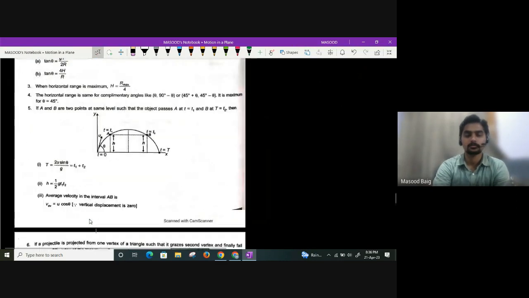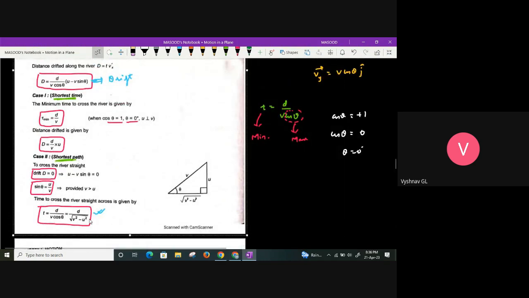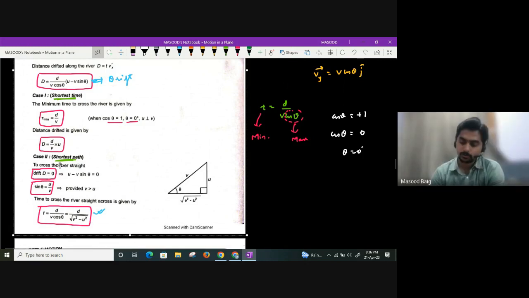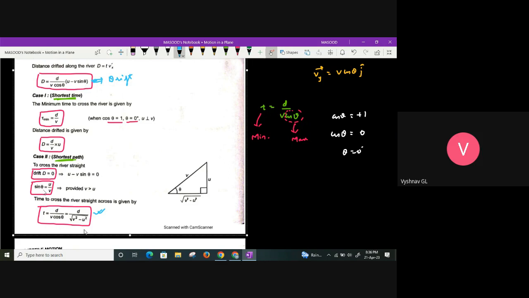Yes or no? Sir, can you explain the sin theta part once again? That sin theta should be u by v. No, drift should be 0, no? When will drift be 0? When u minus v sin theta is 0. So I'll get sin theta value as u by v. So sin theta is u by v means theta value will be sin inverse of u by v. So in order to cross the river in shortest path, the person has to swim at this angle, theta is sin inverse of u by v. And the time taken in this path will be d by under root of v square minus u square. Clear? Yes, sir, clear.